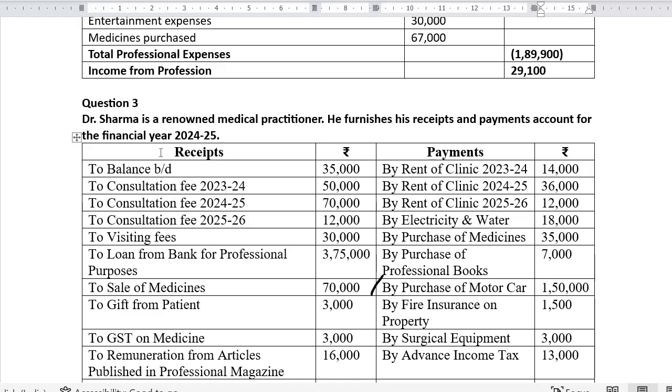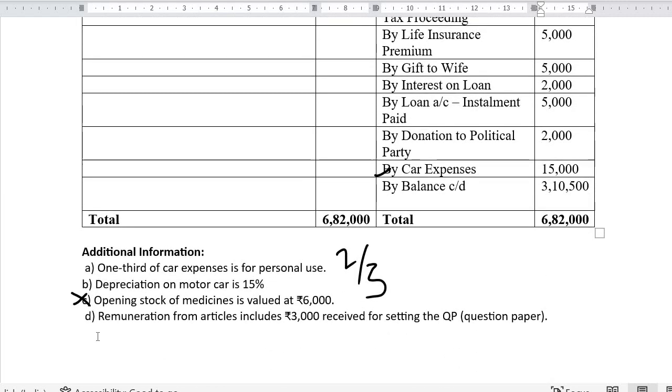But at the same time, instead of receipt and payment account, if they give you income and expenditure account, you should use the formula: opening stock plus purchase of medicine minus closing stock. Here purchase of medicine is there, but if they give the same in the income and expenditure account, then you have to consider that opening stock, otherwise don't consider it. Come to the fourth adjustment.